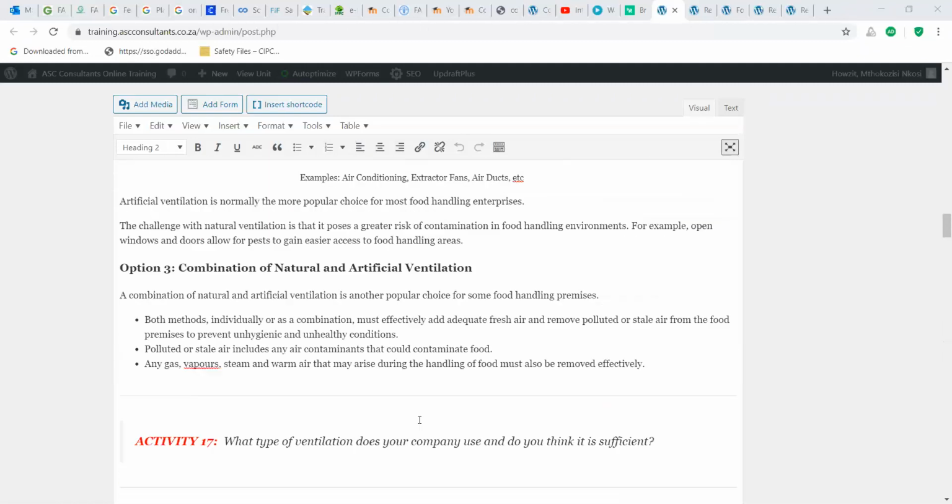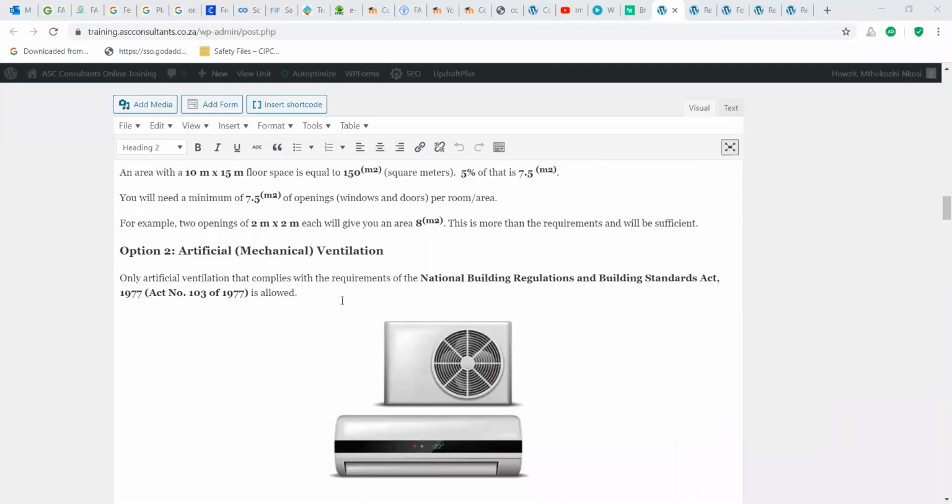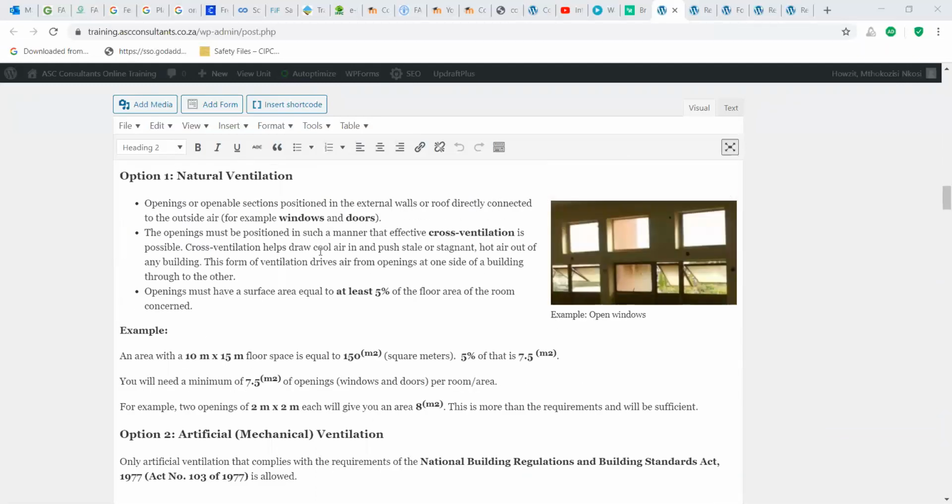Take note that the standard specifies the requirements. But in the food industry, we are not building experts. So you would look at: can I see my product? That's the most important thing. In the area where I'm at, can I breathe? Can I see what I'm doing? Those are the things that we'll use to measure. But you can obviously consult with the builder to ensure that these requirements are met.